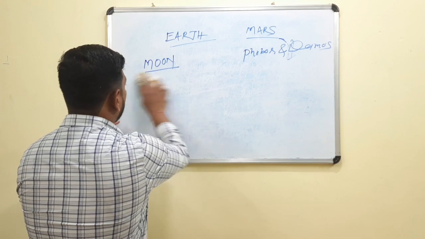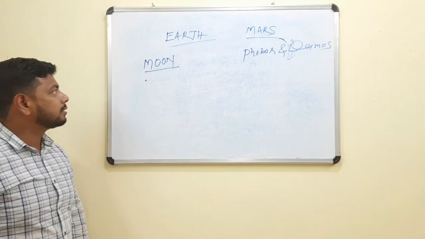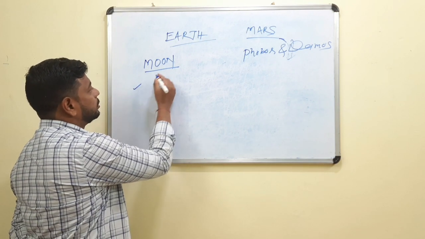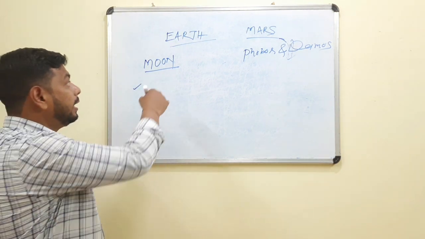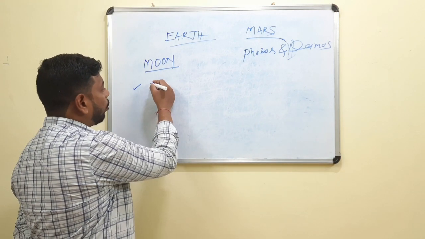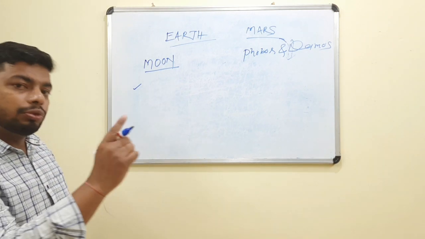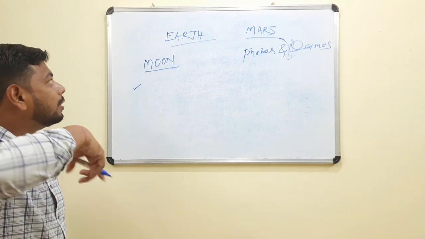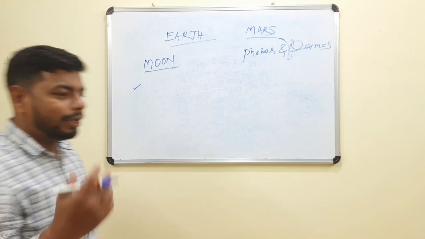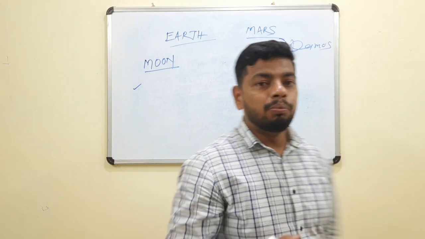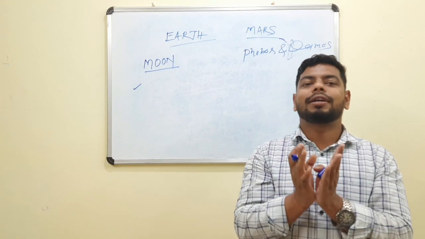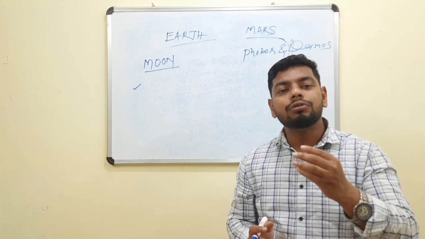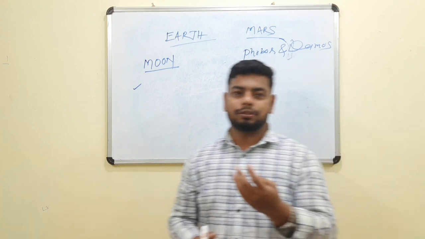Earth has only one natural satellite, the moon. So it's a natural satellite. It rotates around its own axis simultaneously. It revolves around the earth. One thing to understand is that the same side of the moon is visible only to us.